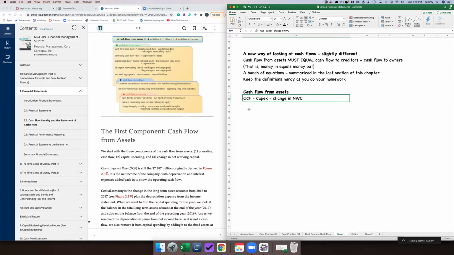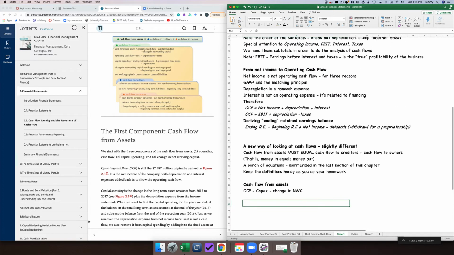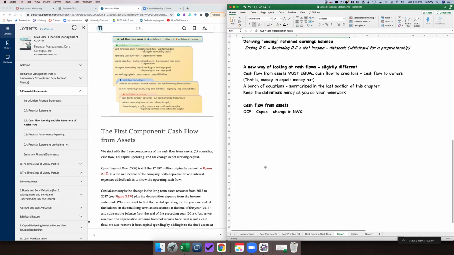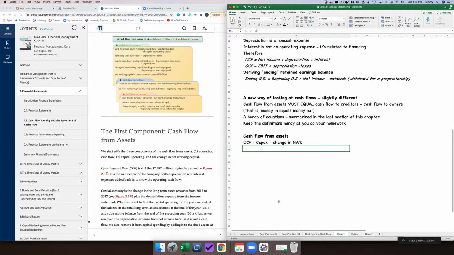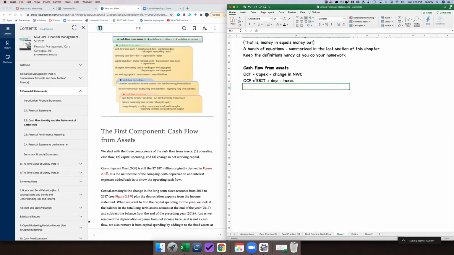So we've got our operating cash flow, which we defined above, right? Operating cash flow up here is EBIT plus depreciation minus taxes, or net income plus depreciation plus interest. But let's go ahead and use this definition from the little index card here. So operating cash flow is earnings before interest and tax plus depreciation minus taxes. We discussed that above.